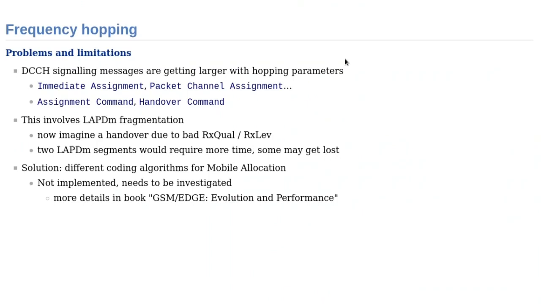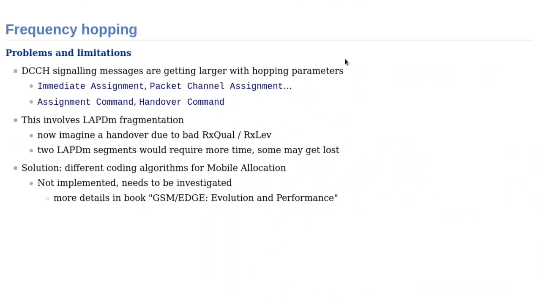The solution for that is proposed by 3GPP itself. It's different encoding algorithms for the mobile allocation. In the simplest case it's basically a bit mask, and they propose some codings that reduce the size of the information elements. And this is currently not implemented in Osmocom and needs to be investigated.